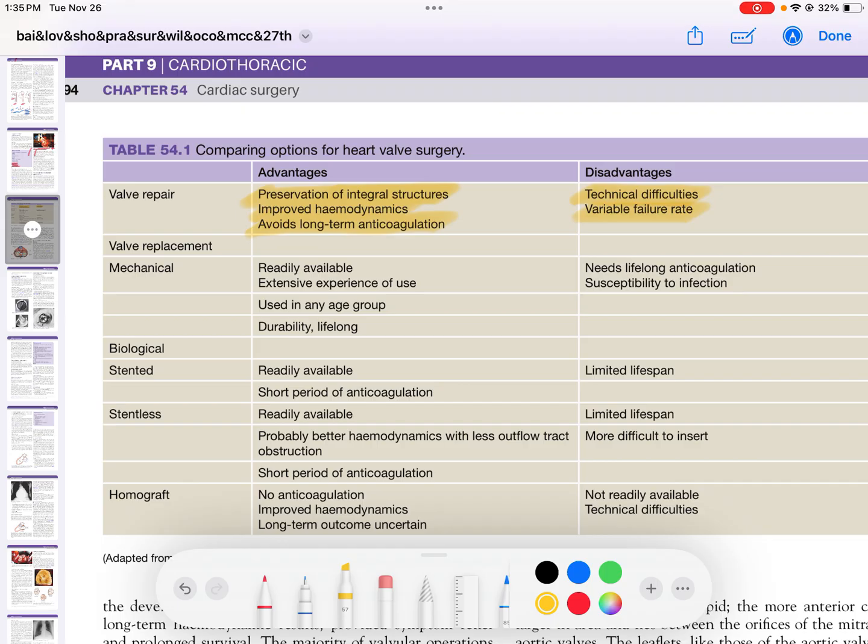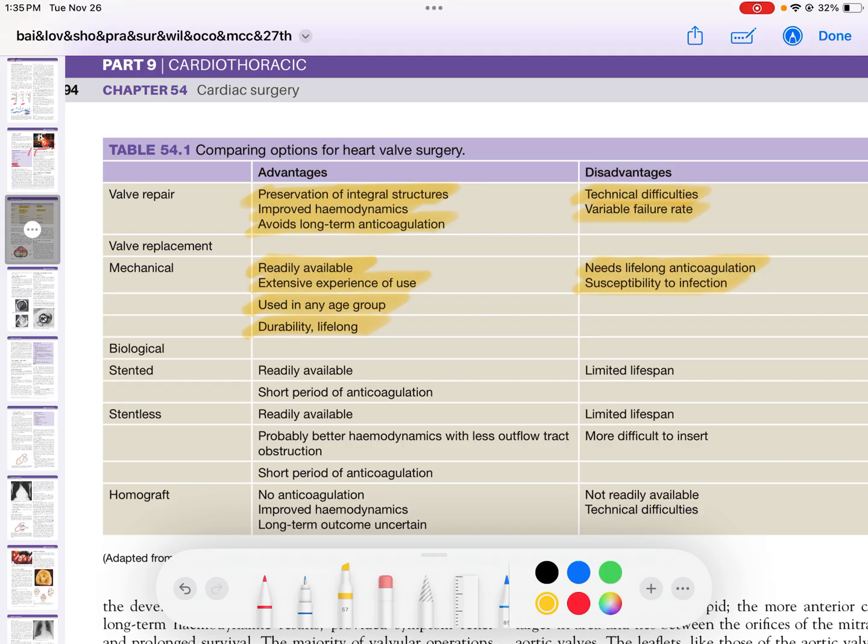Mechanical heart valve surgery. Advantages are that they are readily available, with extensive experience of use. Disadvantages: needs lifelong anticoagulation and susceptibility to infection. Advantages also include use in any group and lifelong durability.